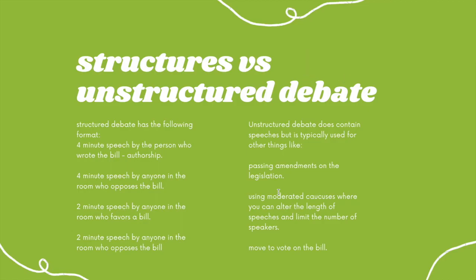Now, an important distinction that we need to learn in Model Congress is structured versus unstructured debate. In structured debate, you have the following format: a 4-minute authorship speech. Now, this speech is given by the person who wrote the bill, and whatever time you don't fill up in those 4 minutes can be reserved for questions from the rest of your committee members. Then you have a 4-minute speech by anyone in the room who opposes the bill, a 2-minute speech by anyone in the room who favors the bill, and a 2-minute speech by anyone in the room who opposes the bill.